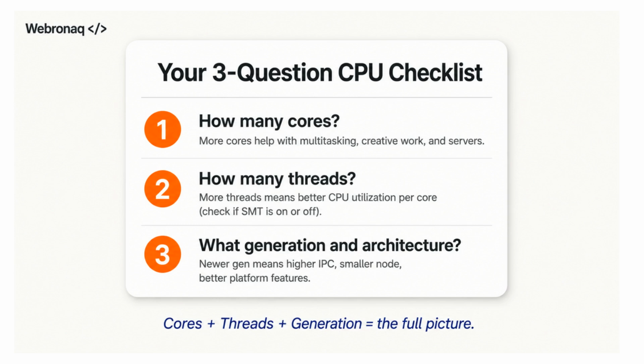The Ryzen 7 9800X3D taught us that a well-architected 8-core chip can outperform a 24-core chip in gaming. Cores plus threads plus generation gives you the full picture.